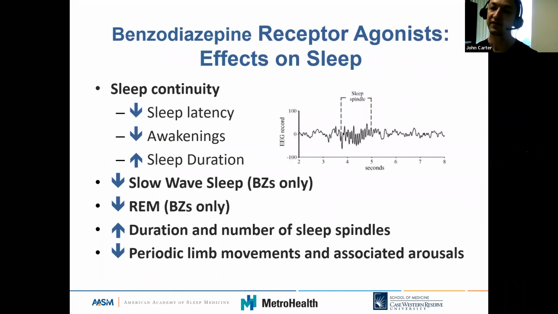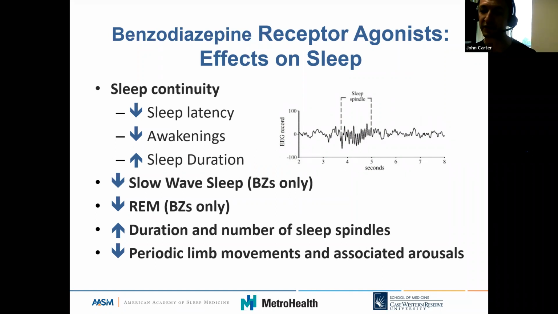There are a number of effects of benzodiazepine receptor agonists on sleep: improved sleep continuity, decreased sleep latency, decreased number of awakenings, and increased sleep duration. Benzos per se are known to decrease N3 sleep. This is not necessarily true for the non-benzo BZRAs. Benzos per se tend to reduce REM sleep. Again, not true for the non-benzo agonists.